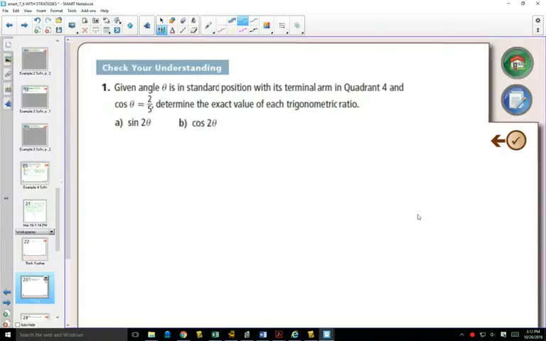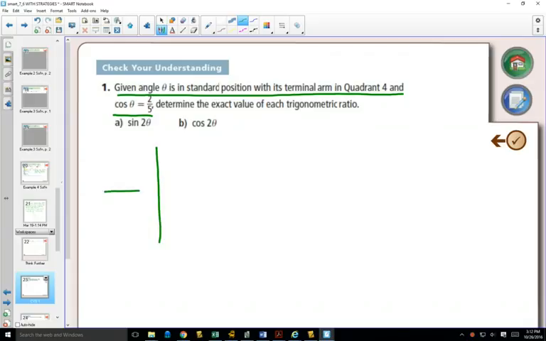I said earlier that one of the skills that math teaches you is how to recognize things as something similar to something you've seen in the past. So for this question, when you read the first part to the comma, given angle theta is in standard position with its terminal arm in quadrant 4 and cos of theta is equal to 2/5, have you seen questions like this before? What strategy did you use in those questions? You made a triangle. So chances are that strategy is going to come up again. So we want to find sine of 2 theta.